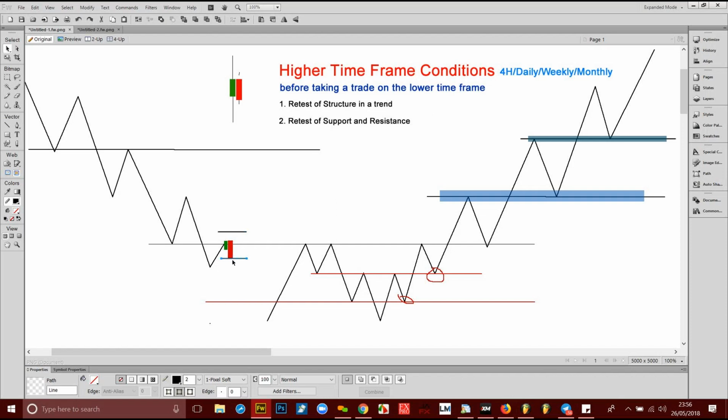And then your target would always be the same principle: the next level, the next available level. It could be this one here, because that's the next one. That's probably going to be your first target. Then the next one will probably be this one right here.